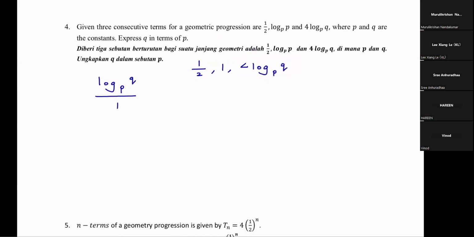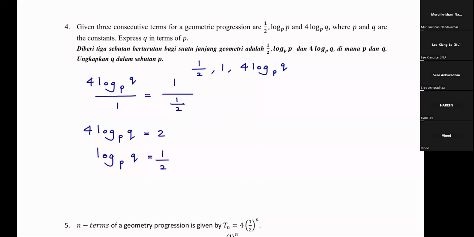Okay, 4. So this is 4 log PQ over 1. This is the first ratio. Second ratio will be 1 over 102. So you can get 4 log PQ equals to 2 log PQ. Bring the 4 over this side, it's going to be 102 again.